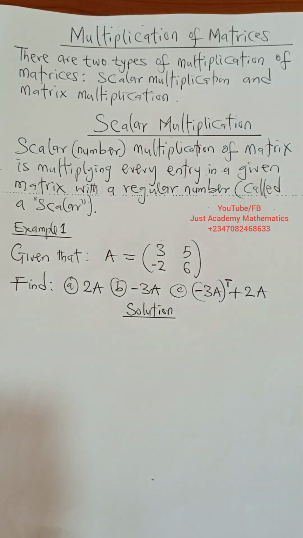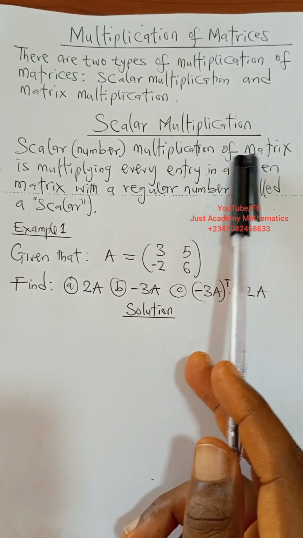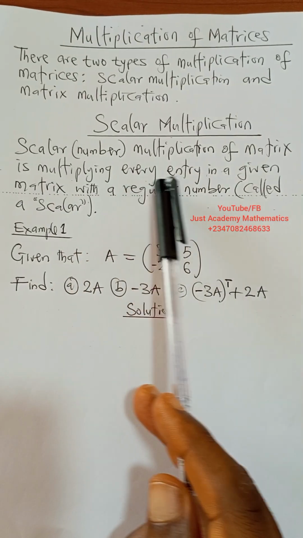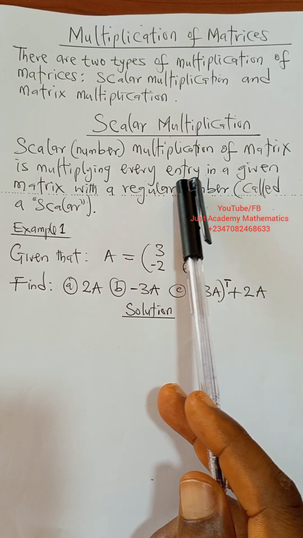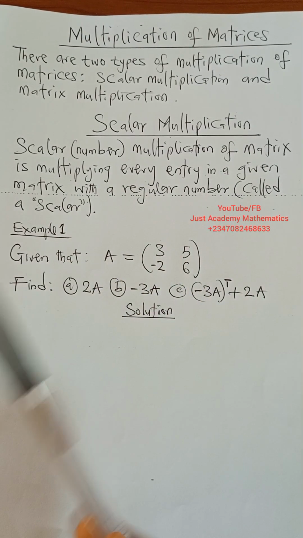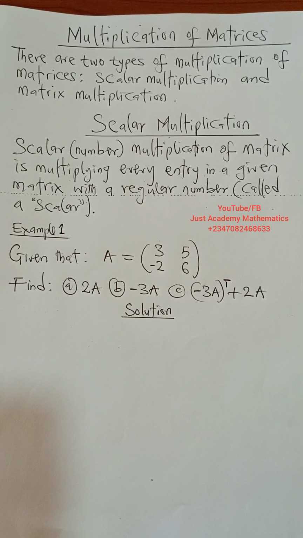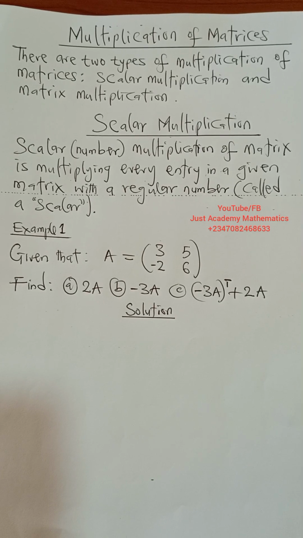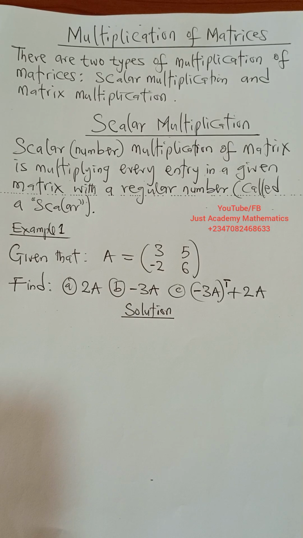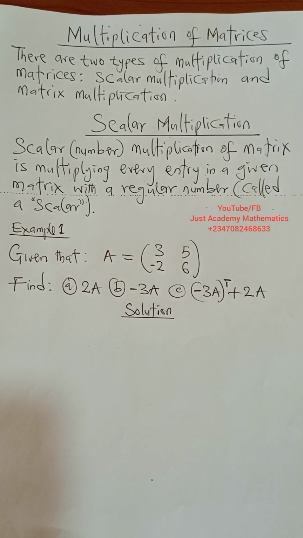What is a scalar multiplication? A scalar is a number. Scalar multiplication is multiplying every entry or element in a given matrix with a regular number called a scalar. So a scalar multiplication is where you use one single number to multiply a matrix. But matrix multiplication, which we'll be doing in the next class, is when you are using one matrix to multiply another matrix. It is called matrix multiplication.